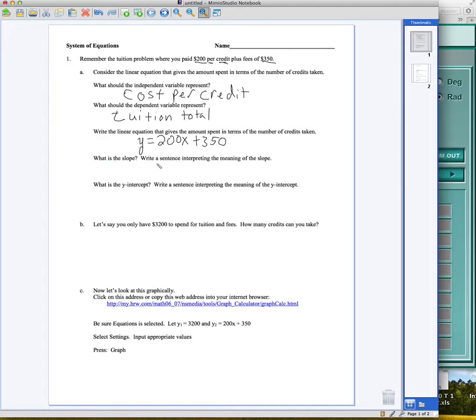Now, what is the slope? Write a sentence interpreting the slope. It is $200. Sentence interpreting, well, that would be you pay $200, or the cost is $200 for every one credit.